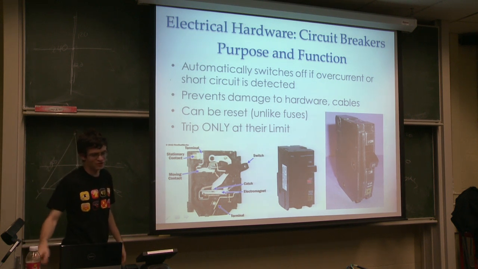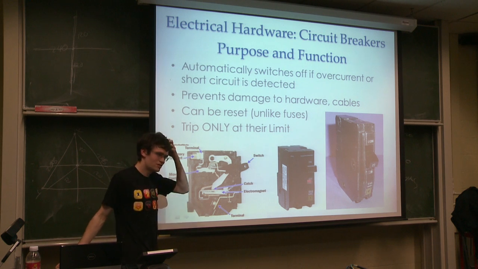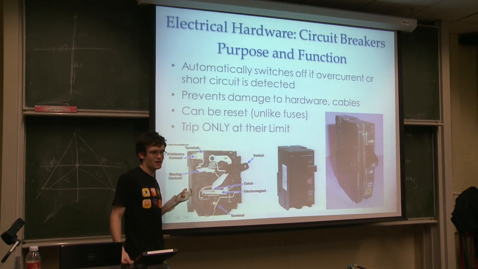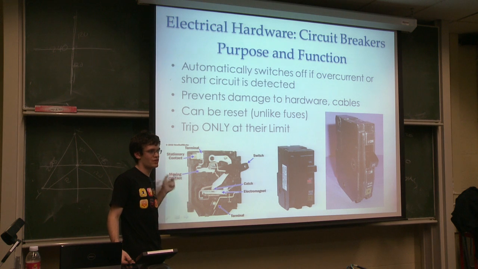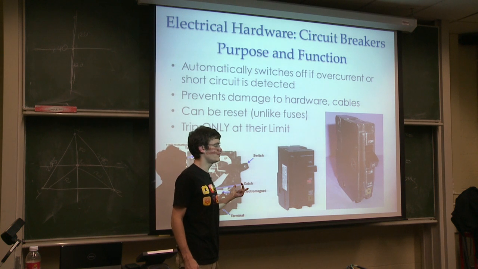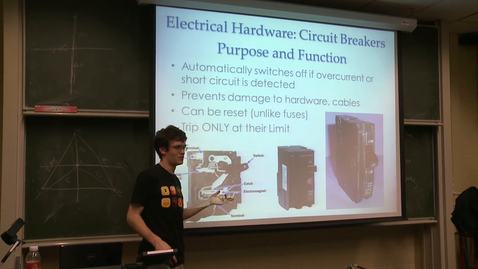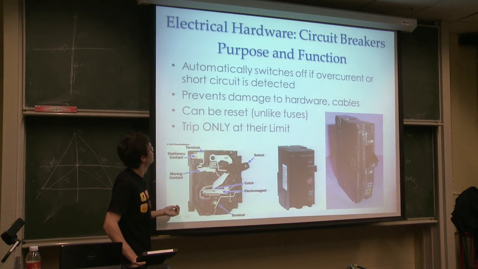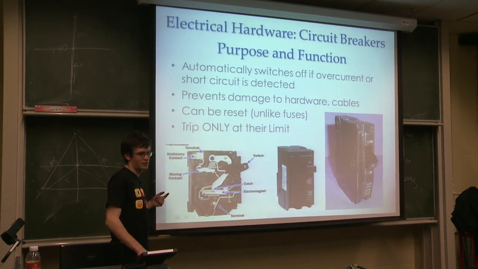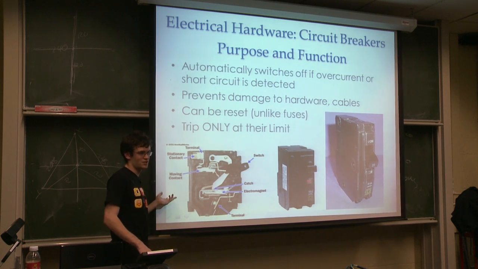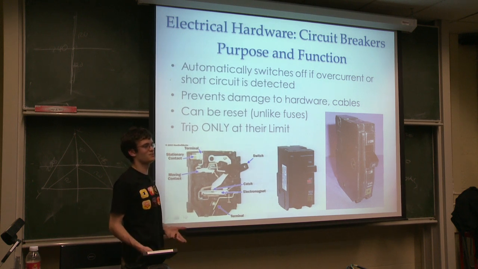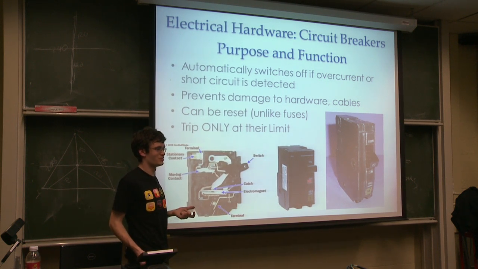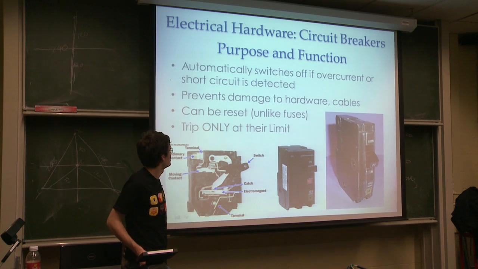Okay, circuit breakers. These are devices that you put in your circuits, and if more current is being drawn than they are rated for, they will automatically switch off. You can also switch them off yourself if you want to turn off a circuit. Here is a nice diagram of the inside of them, and they prevent damage to hardware, cables, and people. Because if something's suddenly trying to draw 100 amps instead of the 20 it's supposed to be drawing, there's probably a short somewhere and something's wrong. So this is a safety device that turns it off.